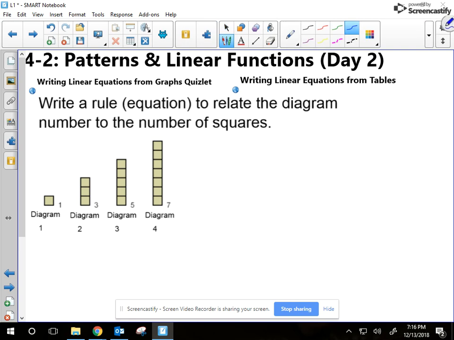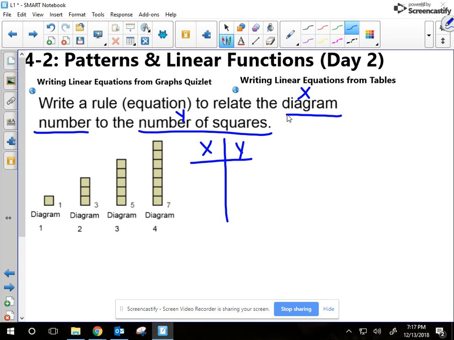All right, let's go over your warm-up. We needed to write a rule or an equation to relate the diagram number to the number of squares. So to do that, we want to start by making a table with our independent and dependent variables. X is going to be our diagram number. That one's independent of Y, our number of squares.